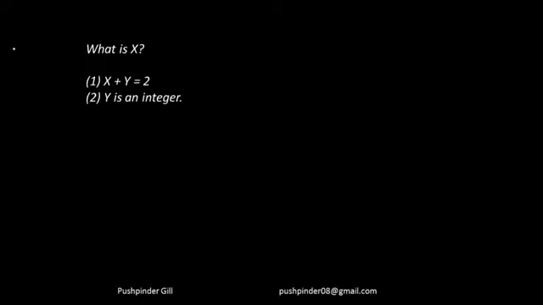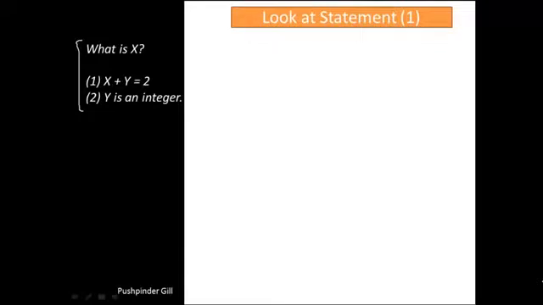So this is a typical question of data sufficiency. What is the value of X and all that. However, you'll be able to solve this question pretty easily. Now why I have placed this question over here is so that you understand what to do every time in a data sufficiency question. So what do you do? When you read the question, what do you do first? You look at statement 1.